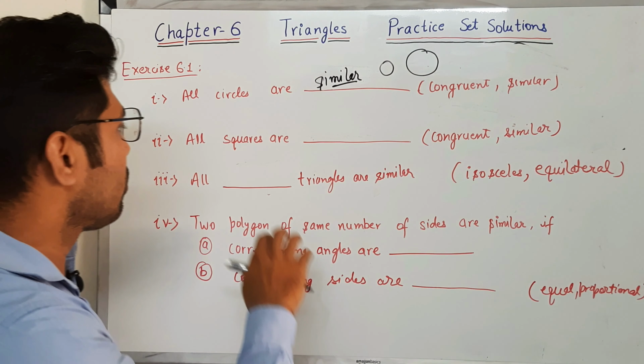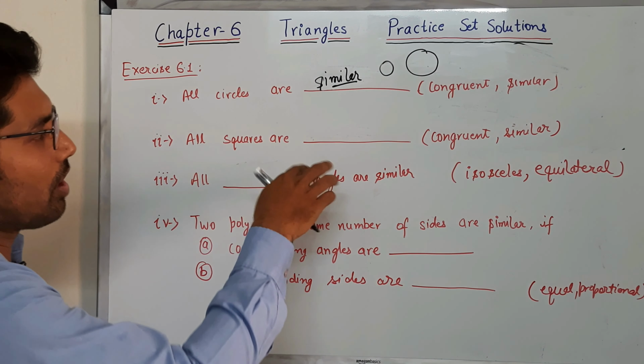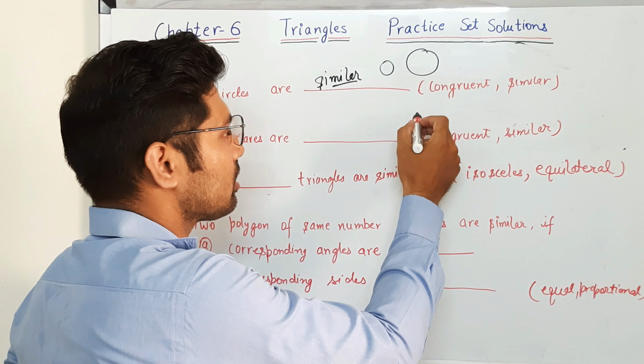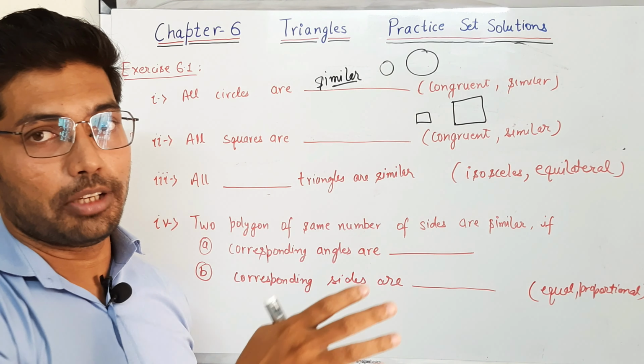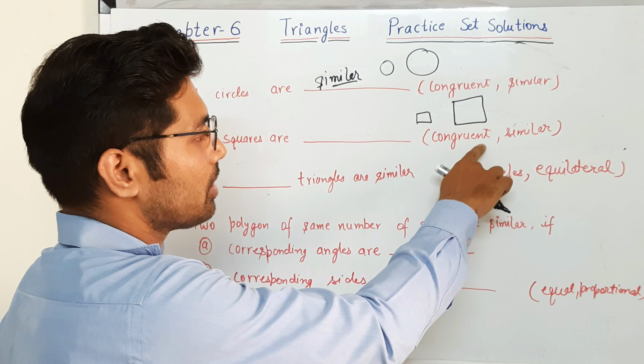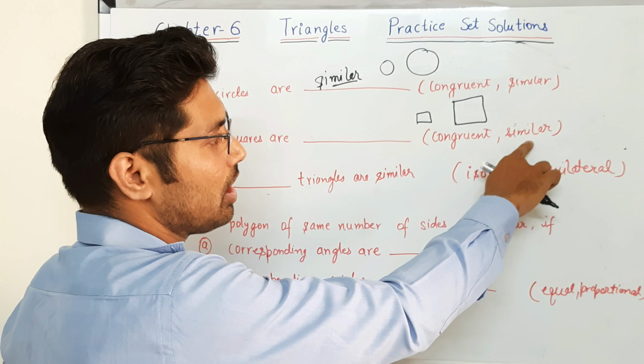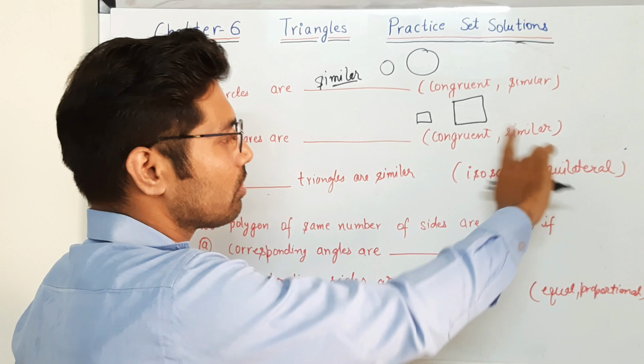Got it? Now guys, come to this question. All squares are the same. For example, this is also a square and this is also a square. They have the same shape but not size. If they don't have the same size, then they are not congruent. They only have the same shape, so hence they are similar.